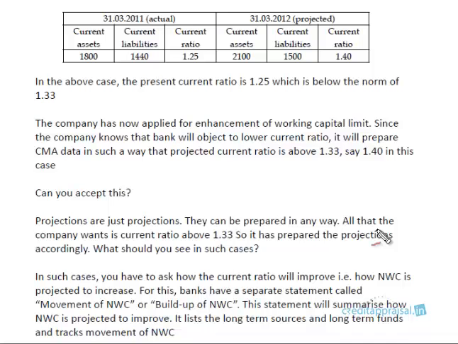To see this example, this is the actual NWC: 1800 minus 1440, so the current ratio is 1.25. Now the company is coming for enhancement of the limit and is projecting a current ratio of 1.4. So you have to draw up a statement called buildup of NWC, or movement of NWC, and find out how this NWC is going to be improved. What are the sources? What is NWC basically? Current assets minus current liabilities.